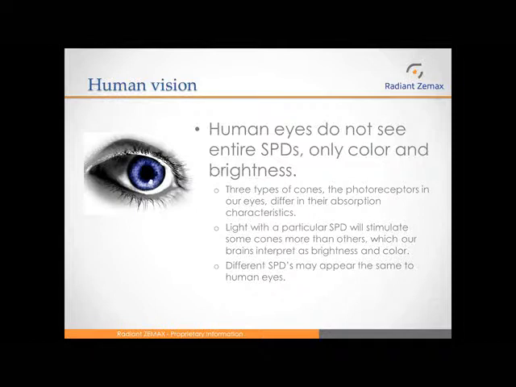So there are three types of cones or photoreceptors in our eyes, and the absorption characteristics of these different photoreceptors account for how we perceive light and color. Light with a particular spectral power distribution will stimulate some cones more than others, and then our brains interpret that as brightness and color. And like I mentioned before, very different spectral power distributions can appear the same.